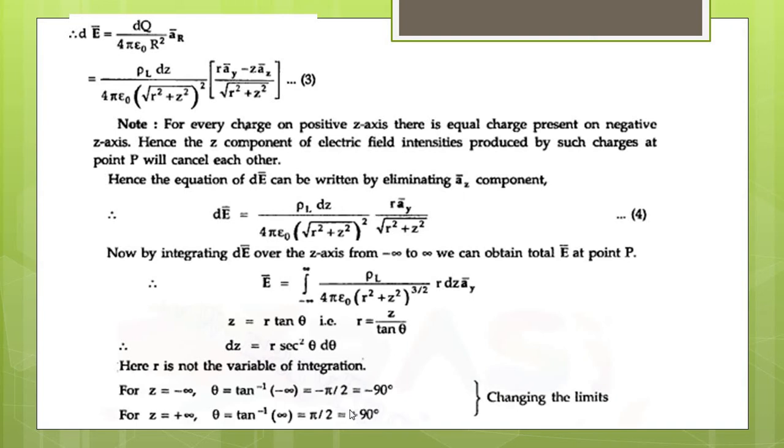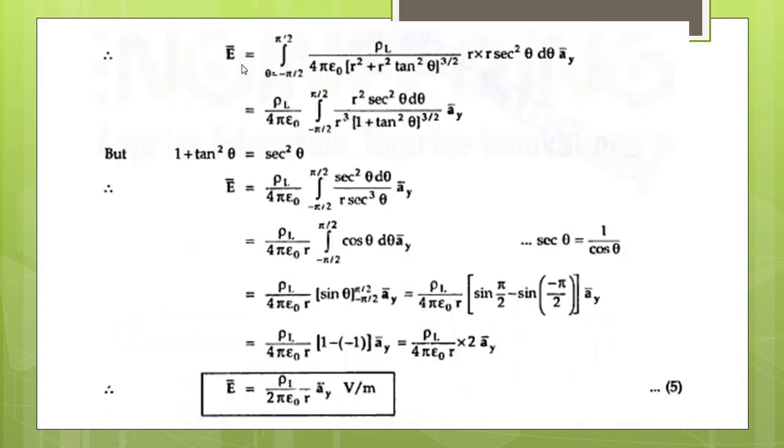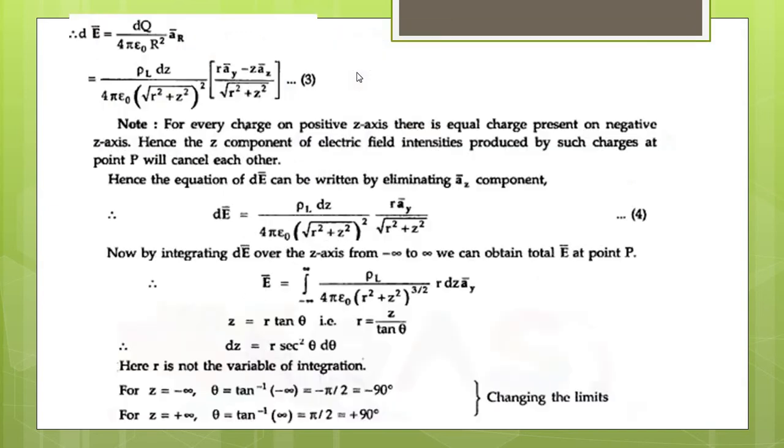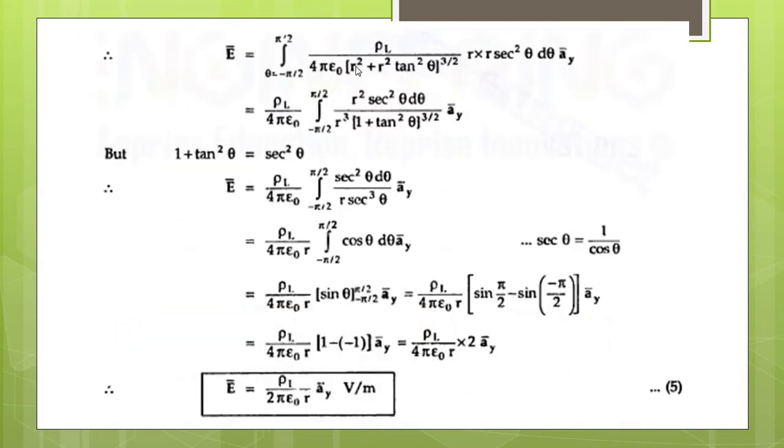Now apply these limits in the previous equation. So we get E is equal to the integral from minus pi by 2 to plus pi by 2 of rho L by 4 pi epsilon naught. Here in the denominator we had r square plus z square, so in place of z we need to write r tan theta. So this will be r square plus r square tan square theta whole power 3 by 2. Here we have r into r secant square theta d theta, which is the term for dz. Then a y. Now here we have r square in the numerator, secant square theta d theta.